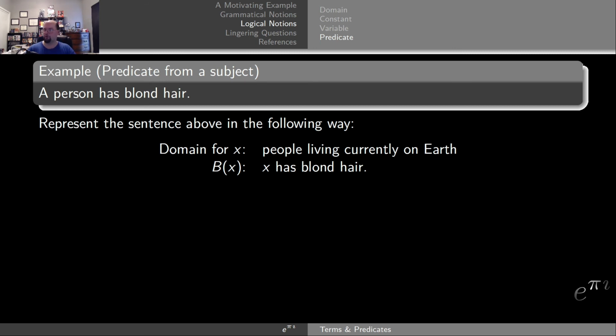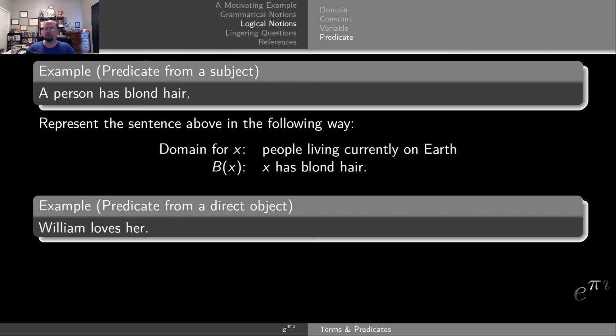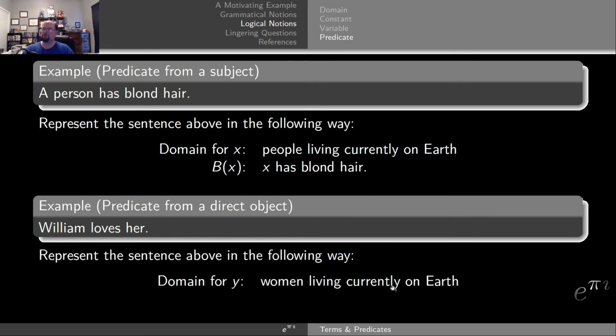However, this is not the only way I can do this. Consider this particular sentence, William loves her. Where I see her, which is the pronoun in this sentence, I'm going to replace that with a variable, specifically y. So let's represent the sentence in the following way. With the variable y, its domain will be women currently living on Earth. The predicate then will be William loves y, which I will denote as L of y. William loves y.